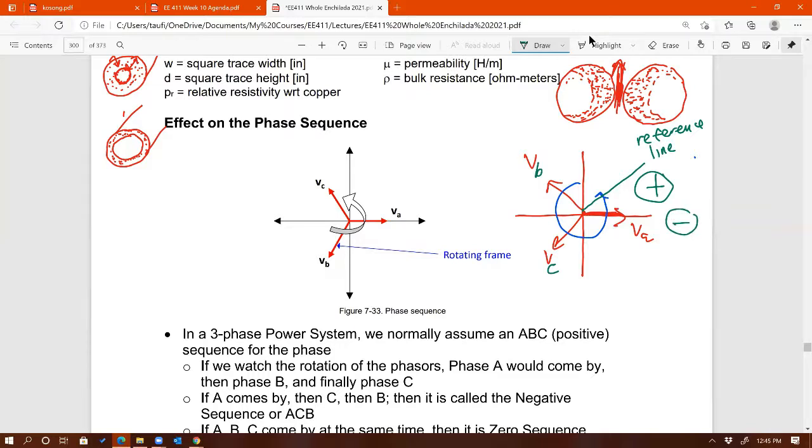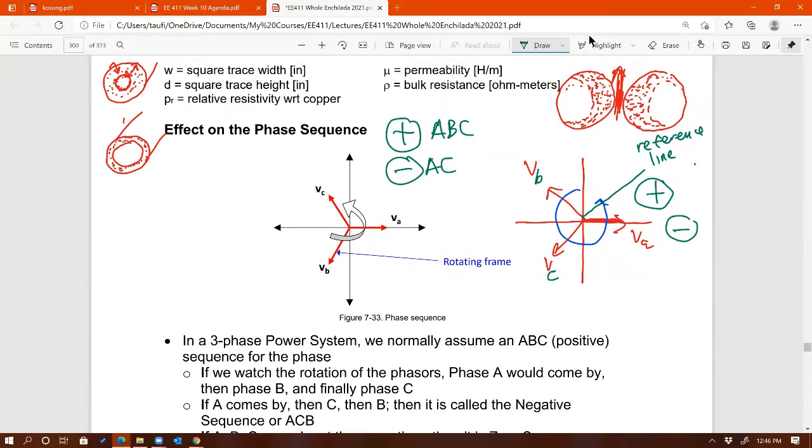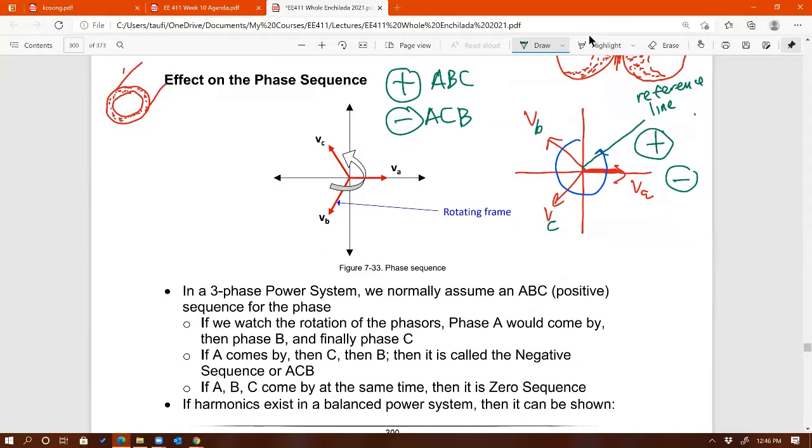So positive sequence is when the order at which the voltages are passing by this line is ABC. That's called positive sequence. If the order is ACB, that's negative sequence. Okay. We're going to assume that this is all balanced three-phase voltages. Okay, 120-degree angle between the three-phase voltages. All right. So that's sequence.